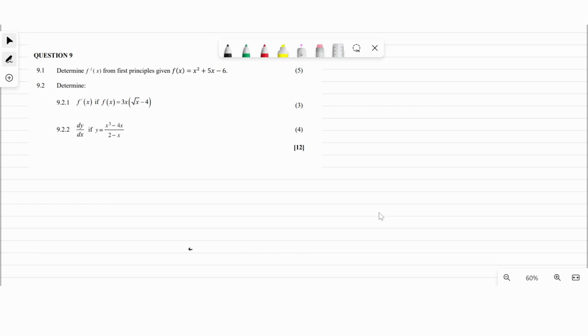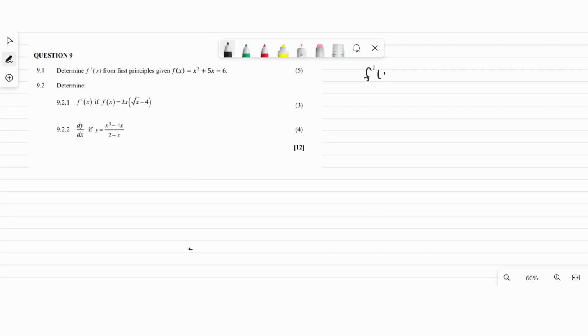So now let's do calculus. We have question 9, question 10, and question 11 for calculus. So let's start with question 9. It says determine f prime from the first principle given that f of x, and they give us the function. So we need to know what's f prime for the first principle.